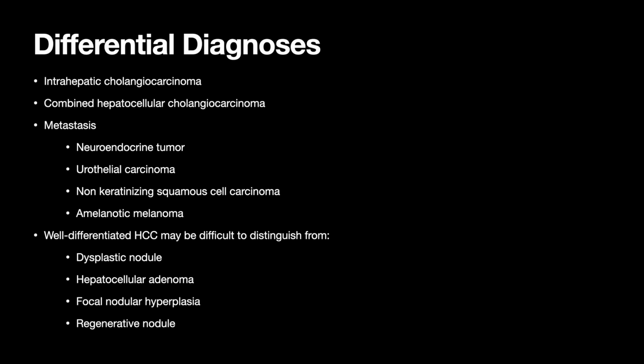Your differential diagnosis for HCC include intrahepatic cholangiocarcinoma, combined hepatocellular cholangiocarcinoma, where it's important to determine this because treatment is based on the cholangiocarcinoma portion. Metastasis includes neuroendocrine tumor, urothelial carcinoma, non-keratinizing squamous cell carcinoma, amelanotic melanoma, and well-differentiated HCC may be difficult to distinguish from a dysplastic nodule, hepatocellular adenoma, focal nodular hyperplasia, and regenerative nodule.